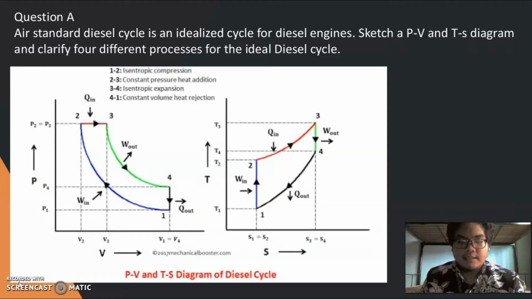And the last process is constant volume heat rejection. In this process, the piston rests at bottom dead center for a moment and the cold body is brought in contact with the cylinder and the heat rejection takes place at constant volume. The pressure decreases from P4 to P1, temperature decreases from T4 to T1, entropy decreases from S4 to S1 and volume remains constant, V4 equal to V1.